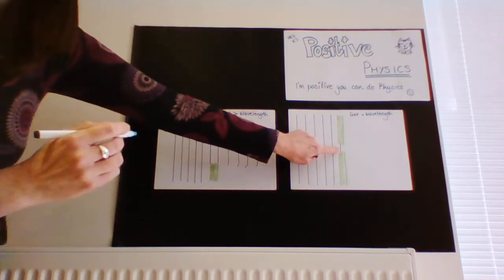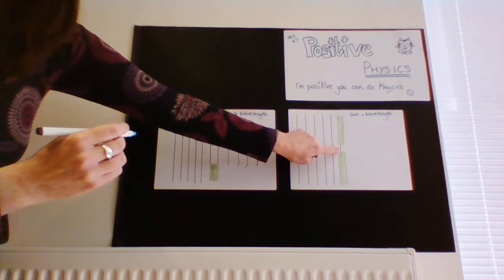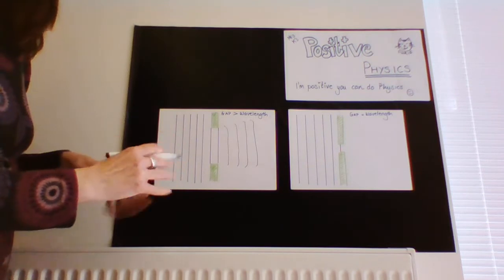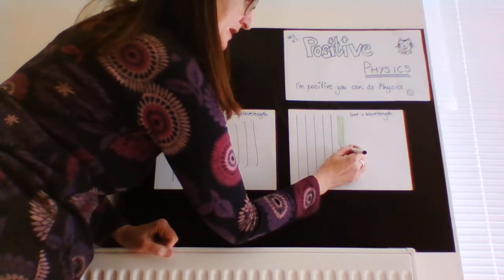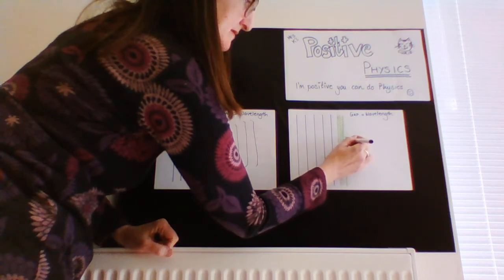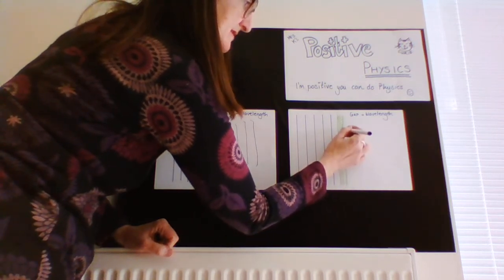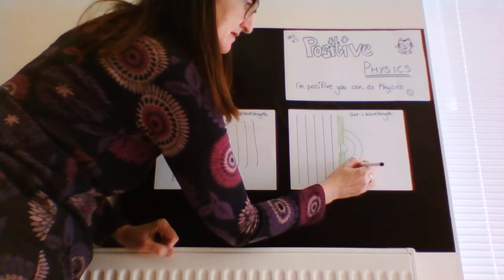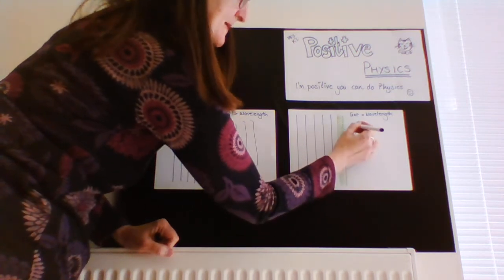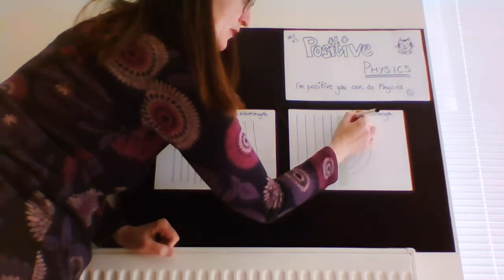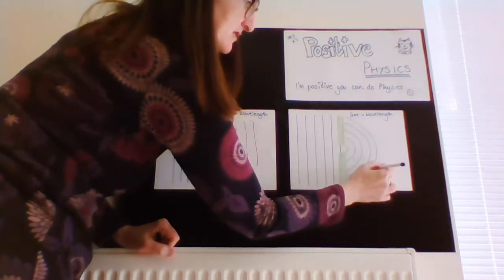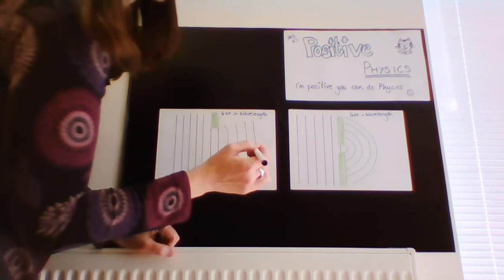When the gap, however, is the same size as the wavelength, we get a much greater diffraction effect. Here what happens is we end up with patterns that look like this. The wavelength is still the same, but the wave has spread out in all directions.